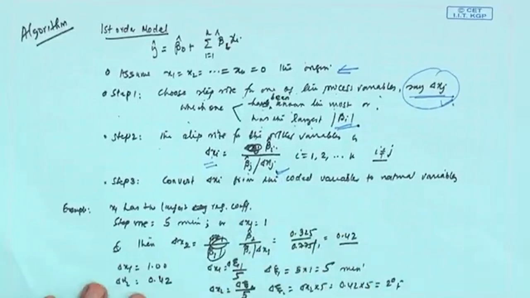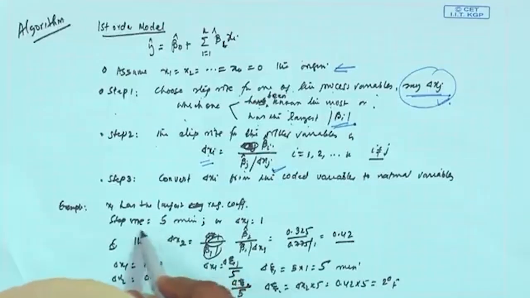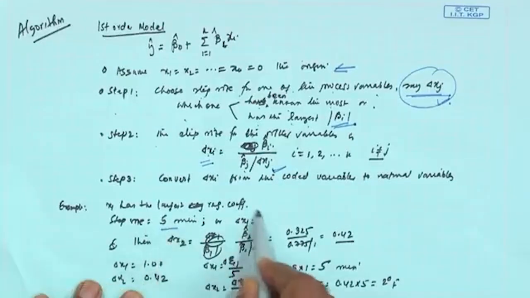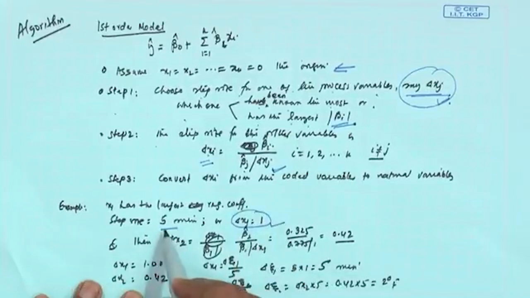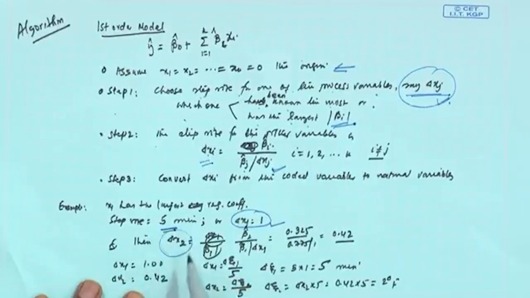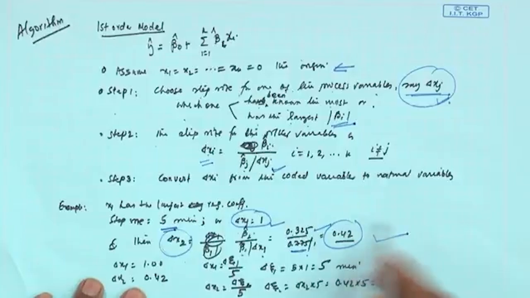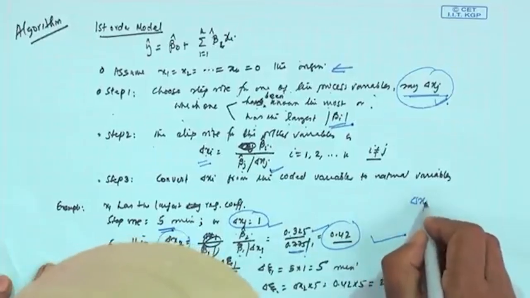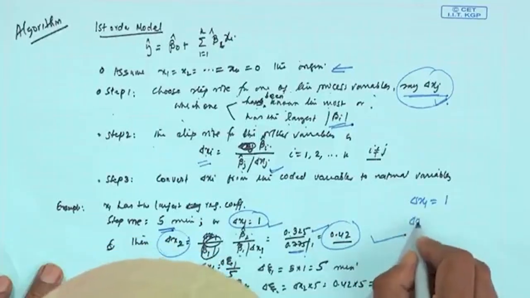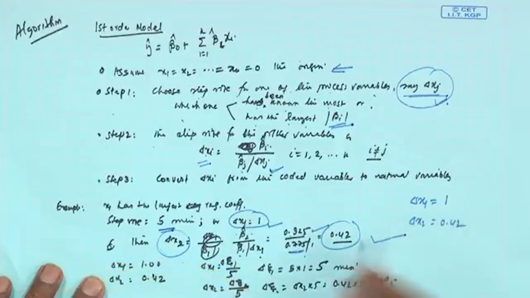Okay. For example, in this case, what have we chosen? We have chosen x 1, the coded delta x 1 is 1, and the step size for that variable is 5 units. Then for x 2, it is basically beta 2 by beta 1 times delta x 1, and beta 2 is 0.325 and beta 1 is 0.775, times 1. So, this is 0.42. So, the step size for x 1 is 1 and the step size for x 2 is 0.42.